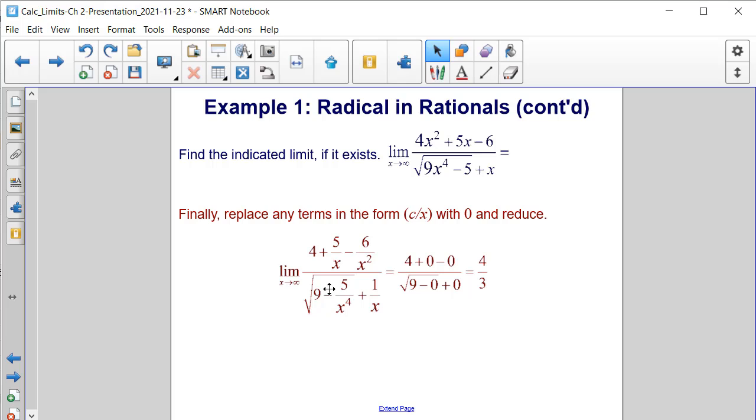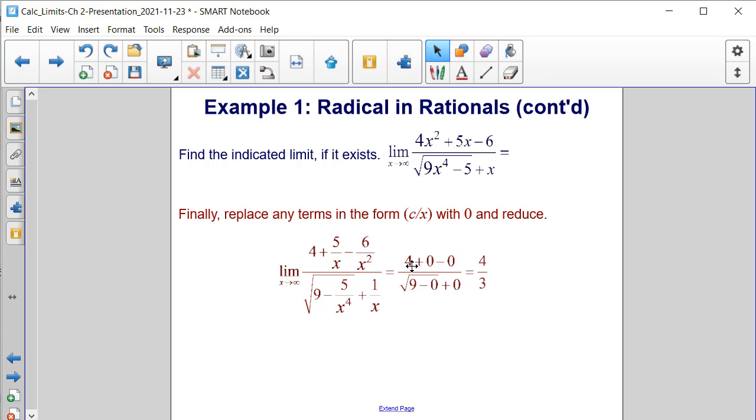In this last step, replace any terms in the form of c over x, or c over x squared, or c over x to the 4th with a 0 and then reduce. So we still have a 4 here, then 5 over x gets replaced by 0, minus 6 over x squared gets replaced with minus 0. We still have the square root of 9 minus 5 over x to the 4th becomes a 0, and then on the outside of the radical we have plus 1 over x becomes 0.